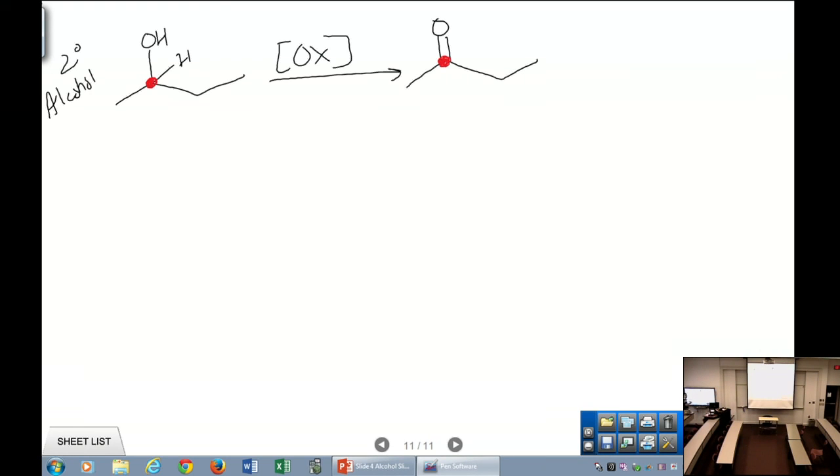You can only remove that one hydrogen and end up with a ketone. So secondary alcohols always get oxidized to ketones.